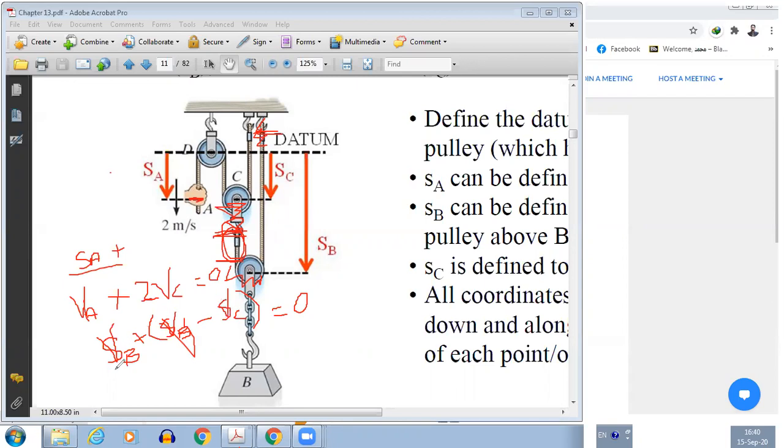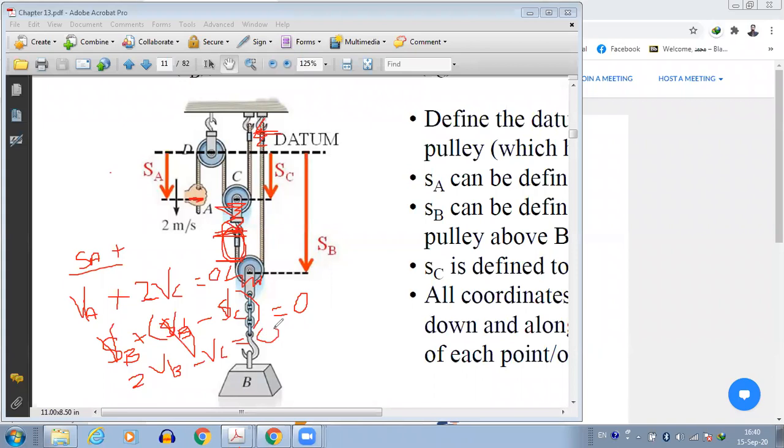So it will be VB plus VB minus VC. So it will be 2VB minus VC equals to 0. Yes, it's not clear why it's VB minus VC. Why is VB minus VC like that? Why is it not clear?